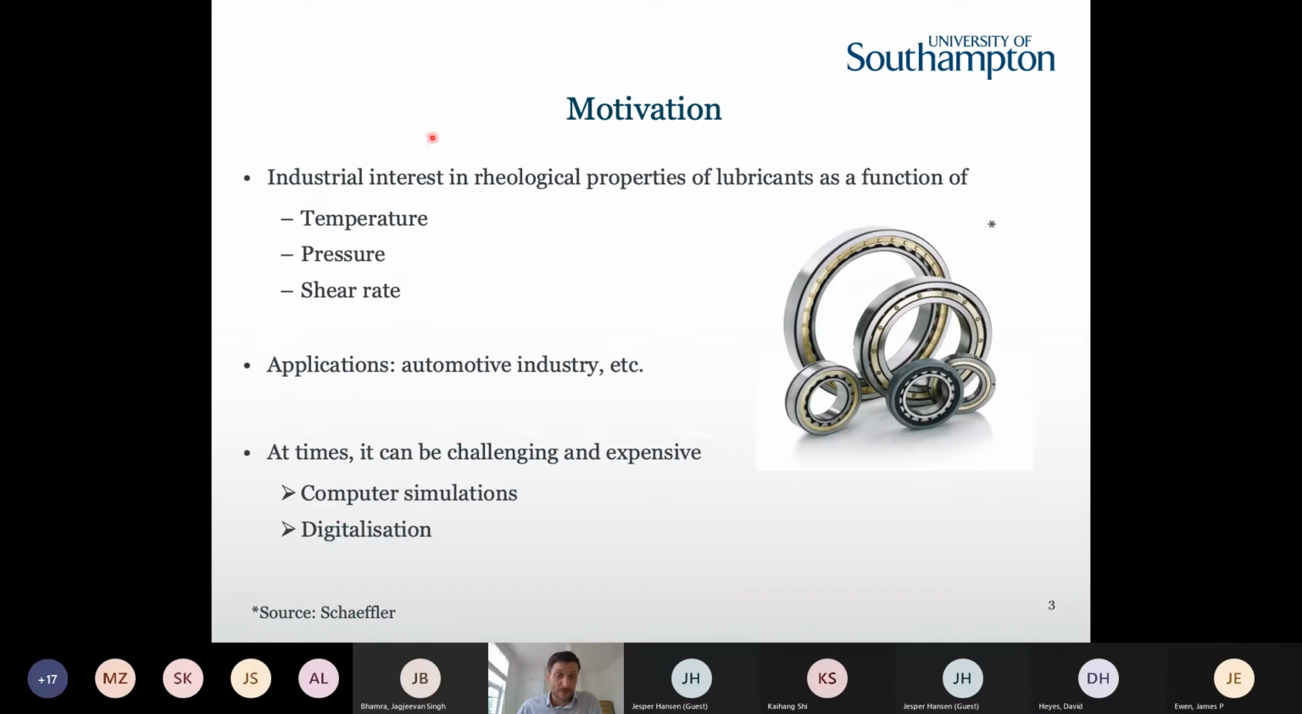So why are we doing this kind of research? Well, there is clear industrial interest in calculating the rheological properties of lubricants at operational conditions and by varying temperature, pressure, and shear rate. And the main applications for this is the automotive industry and others, such as aerospace. At times, it can be challenging and expensive to calculate those properties, and this is where computer simulations can offer a helping hand. And also, this kind of research falls into the category of digitalization, which is quite a modern topic.